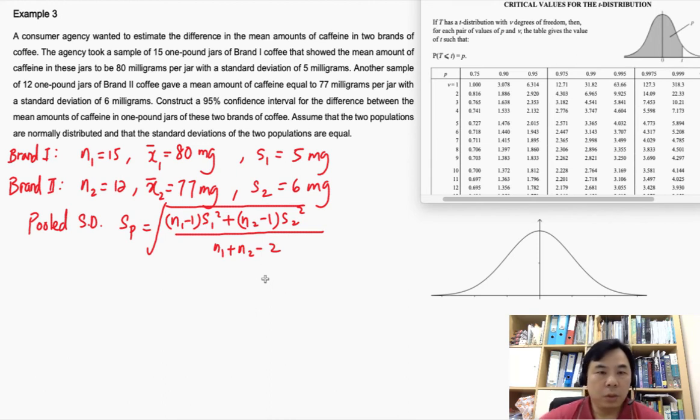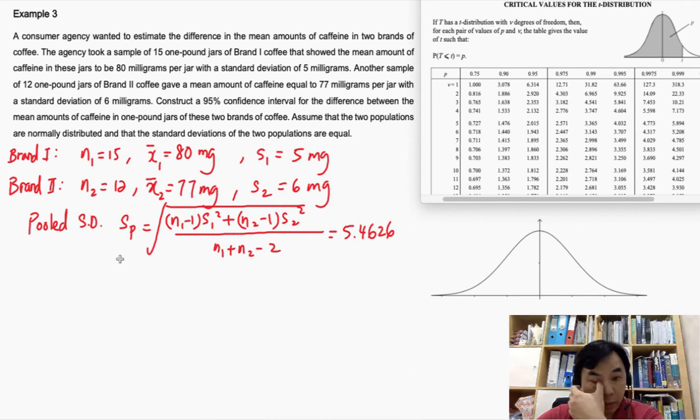So from here, all you need to do is just substitute all these values into here, and I have already pre-calculated this. It should end up with 5.4626, right? Up to you. You want to leave it as 5.463, that is fine. Okay, now that will be our pooled standard deviation.